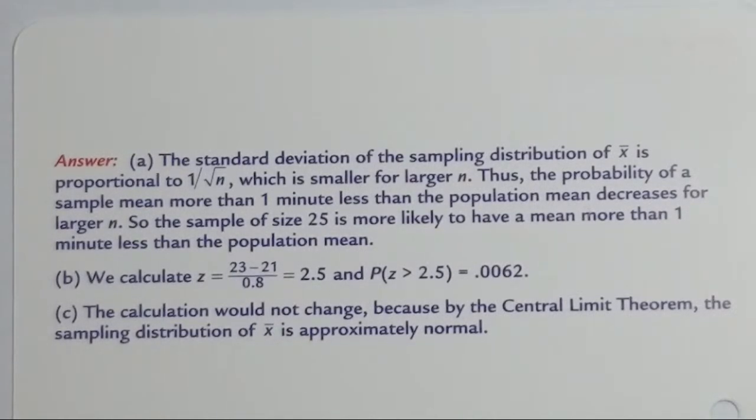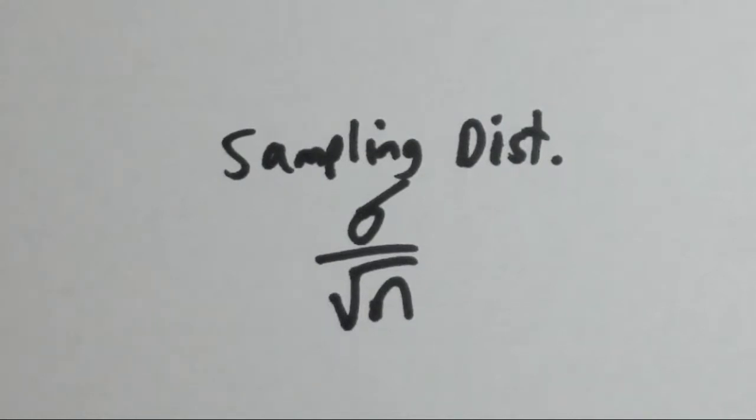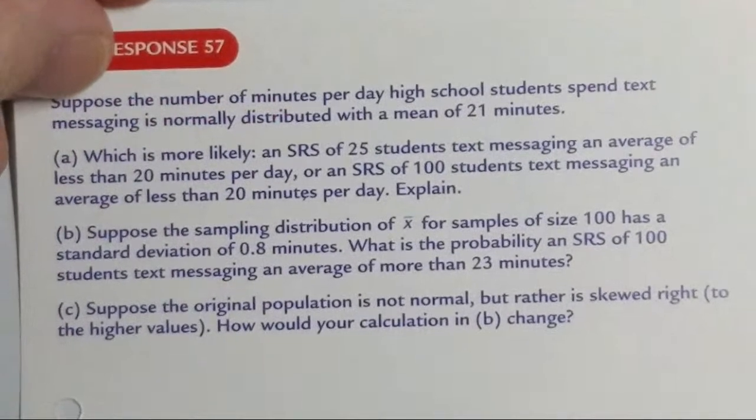Again, I'm not a fan of the wording on this card at all. I'm really, really not. The wording on this card is terrible. I much prefer what I just showed right here. If you're giving an explanation as to why you're more likely to have a mean under 20 minutes for a smaller sample size, this is perfect rationale for it right here. Let's look at part B.